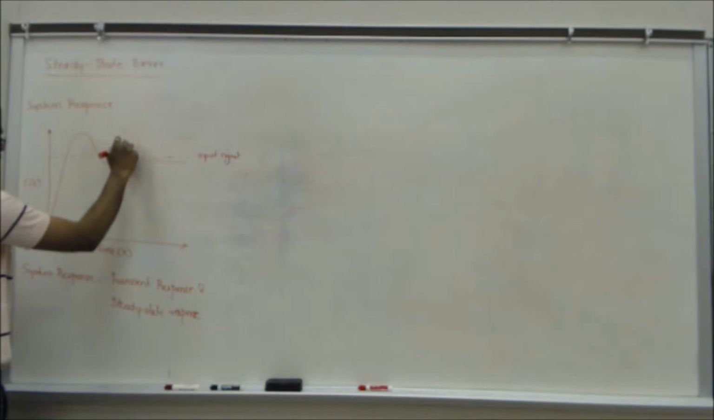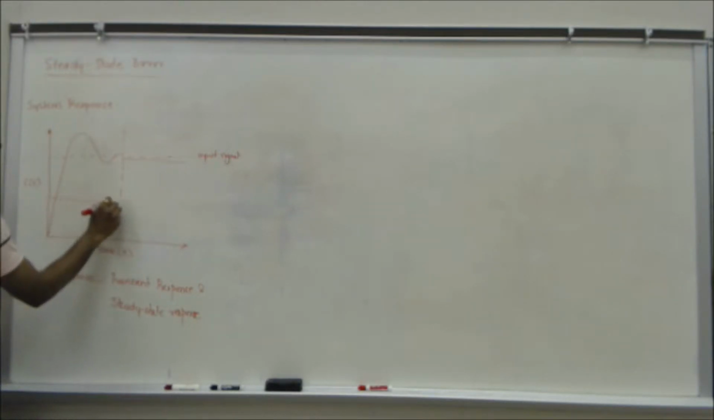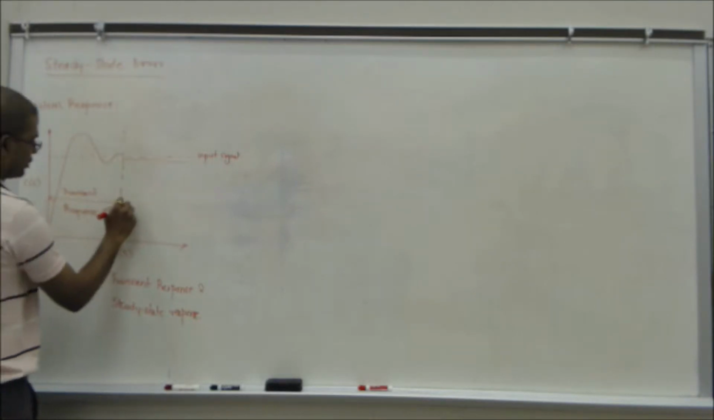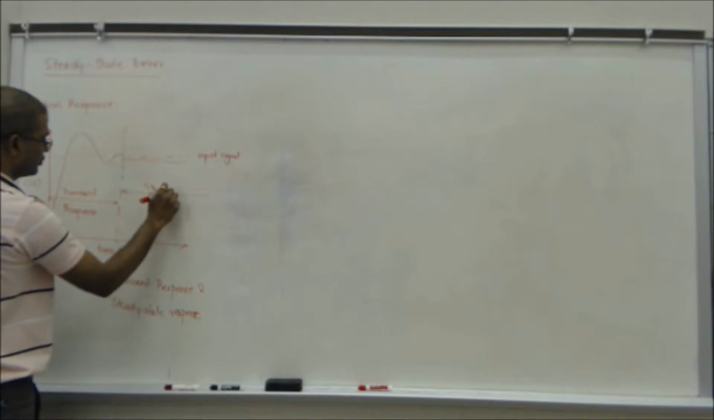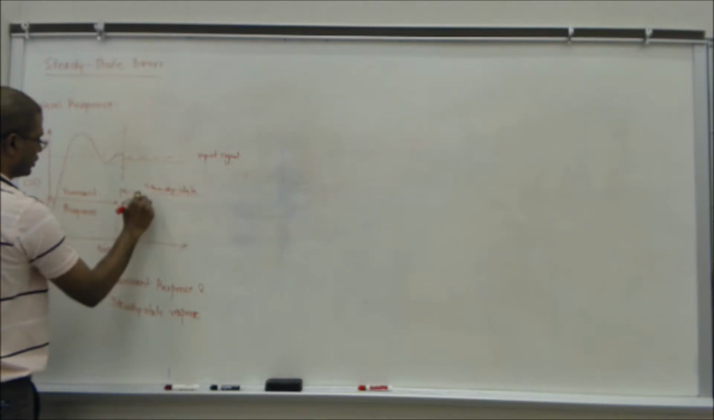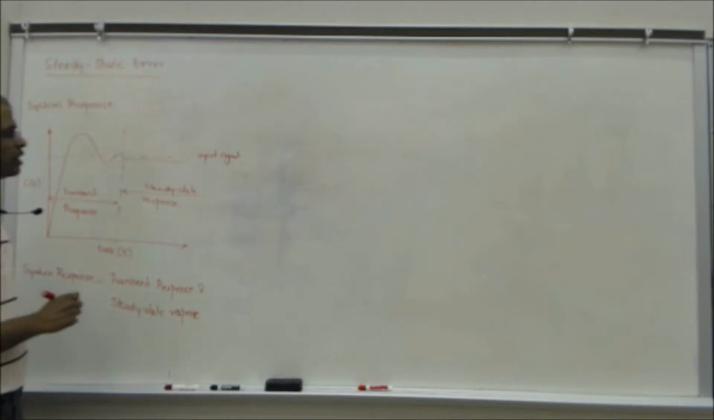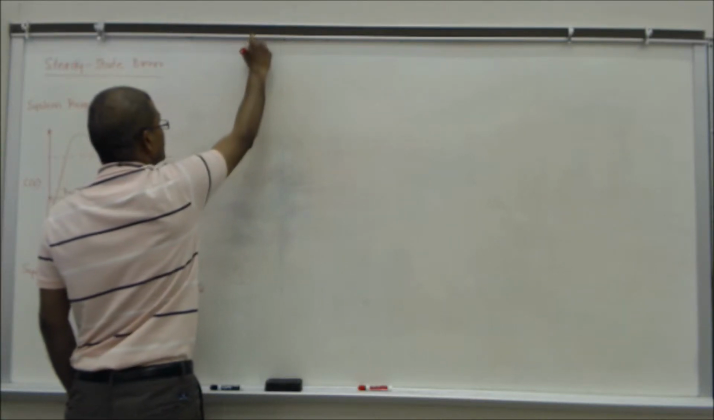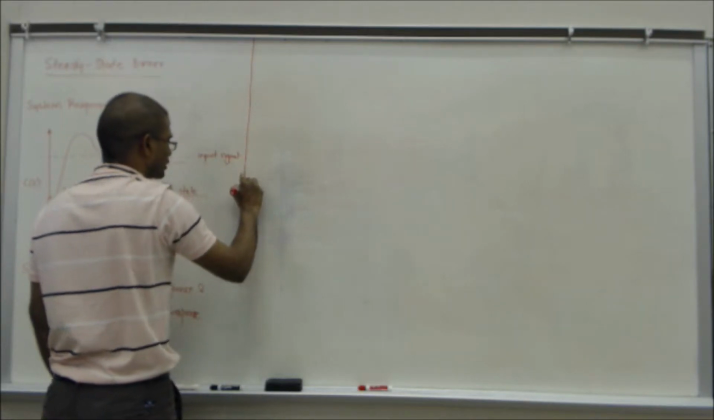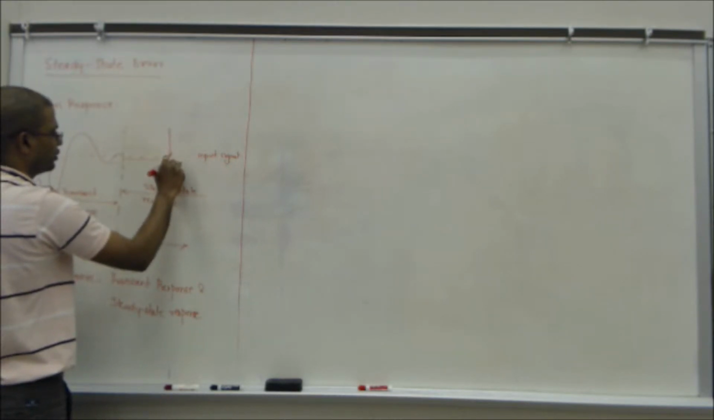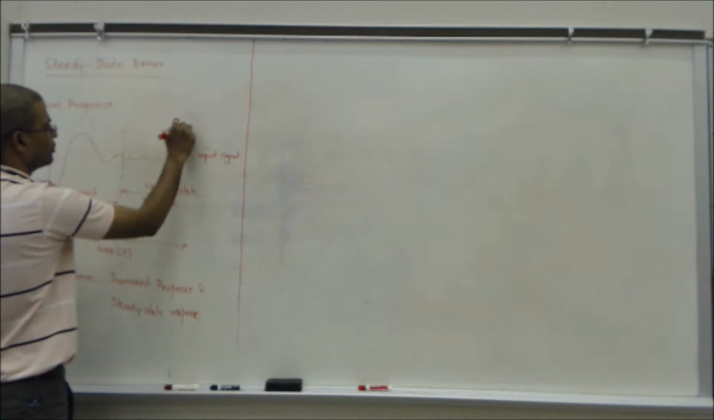So you can say this is the transient region. This is the transient response. And this part is the steady state response. So when we're talking about steady state response, the most important characteristic of steady state response is the steady state error. And this is how your steady state error is defined.